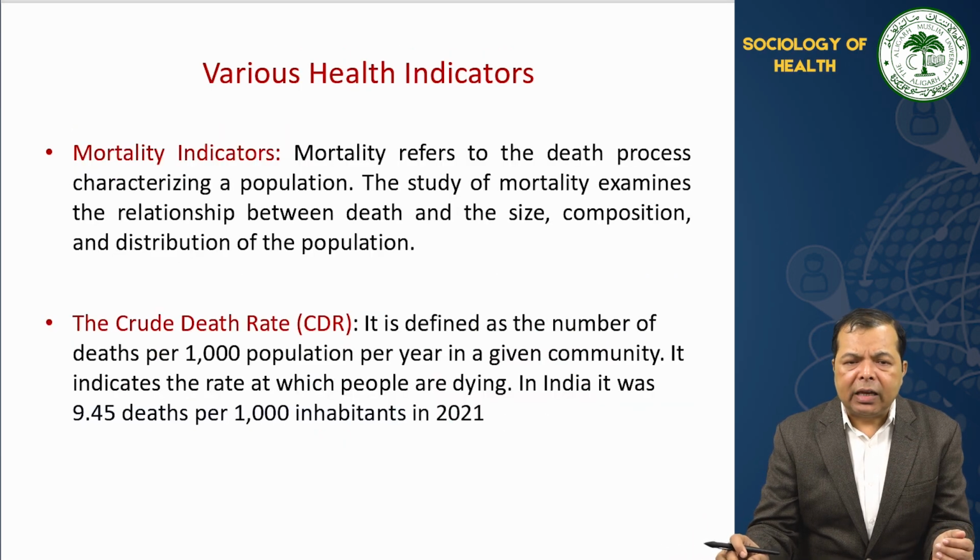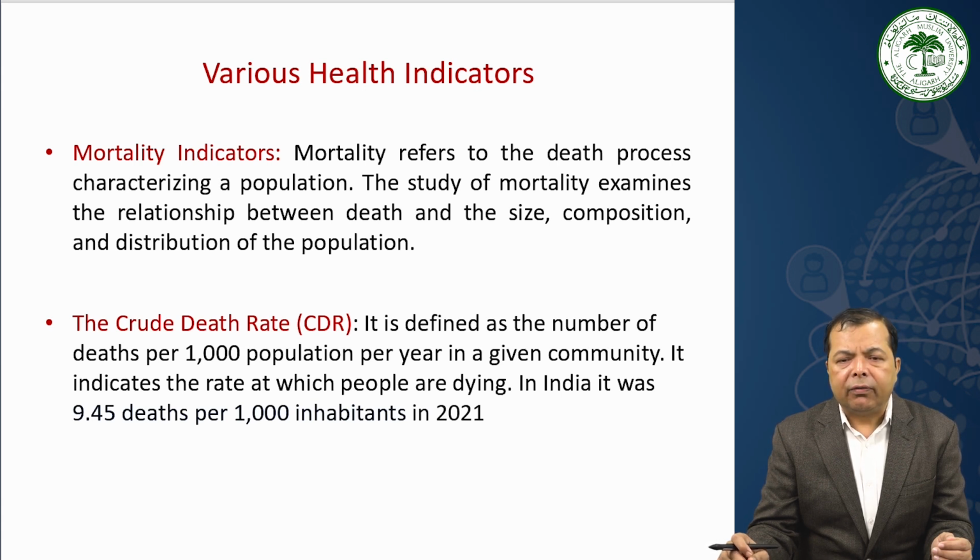Then there are different types of indicators. Some of the indicators are identified as mortality related indicators or mortality indicators. And mortality refers to the death process characterizing a population. So when some death is taking place, we say that this is a case of mortality. Mortality refers to death at a larger or the collective level, right? That means the societal level.